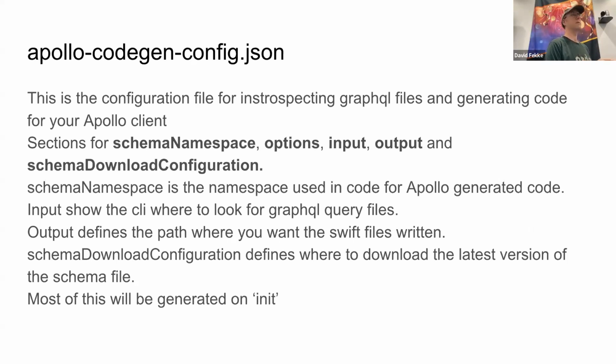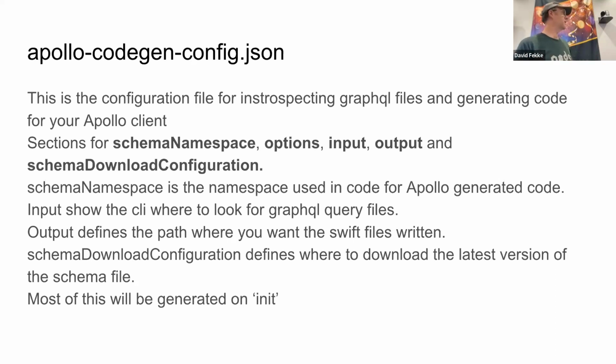They have inputs. That's basically where it's going to look for your GraphQL and how that's set up. They do a pretty good job right out of the box of basically just looking for anything with a .graphql extension. And then they also have an outputs configuration. That's basically where you want your code to be output. So once you go to generate your code, it'll put it into a specific folder.